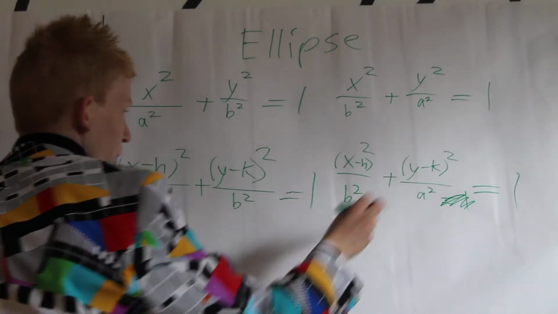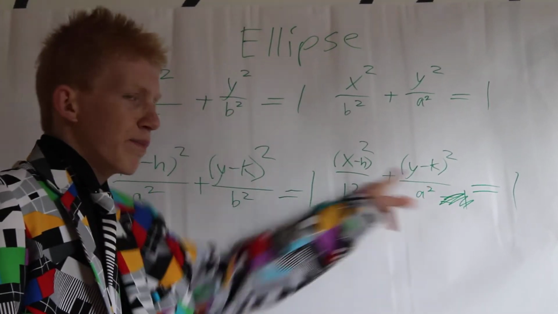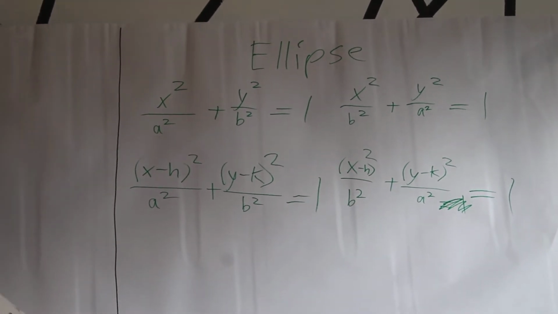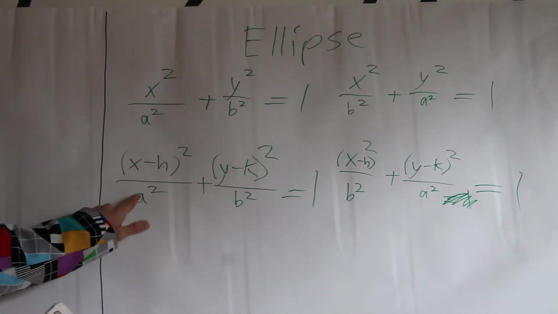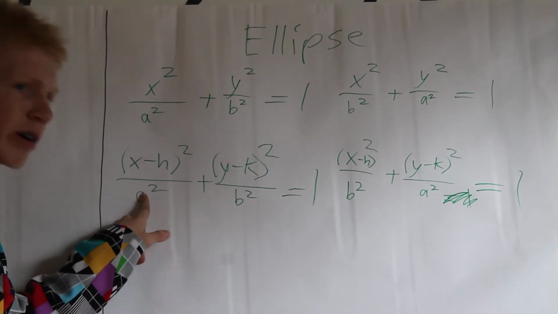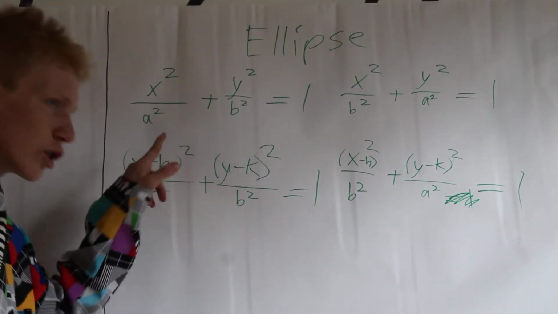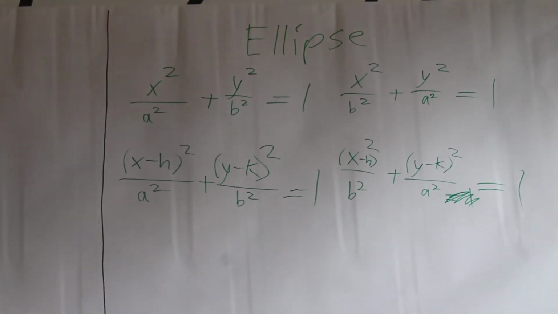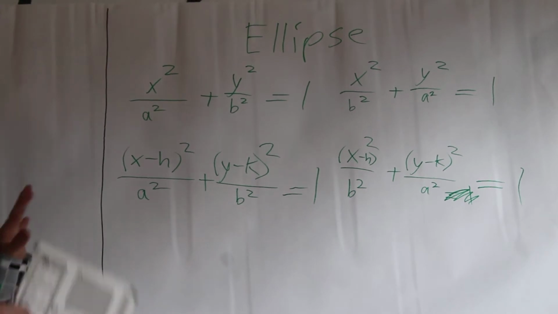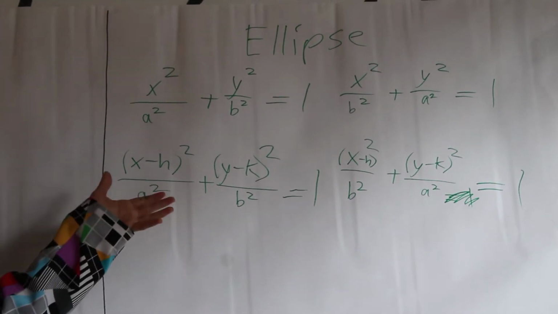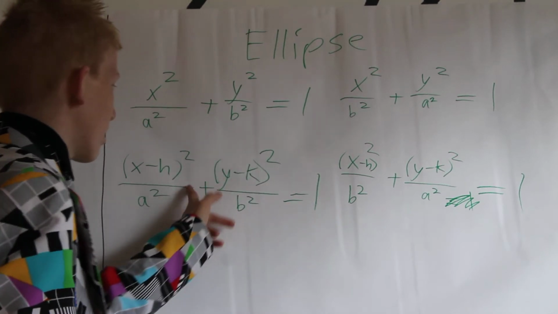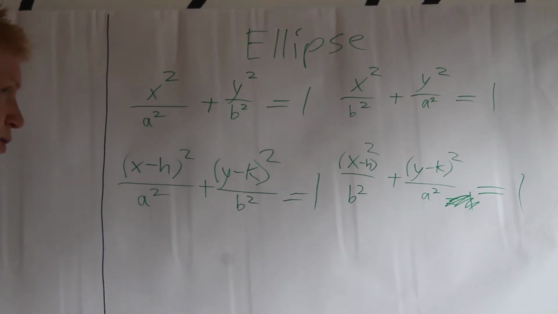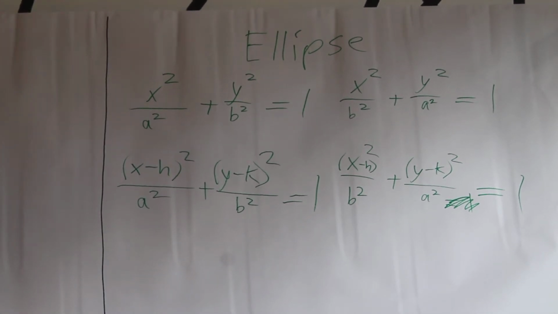This form and this form: the only difference between these two forms is where b and a are. And if you remember, a and b are not variables. All they are is denoting the higher number. So a is the higher number, and it's going to show you the vertex, and b is the lower number, and it's going to show you the co-vertex. So pretty much they're the same. The only difference is whether your ellipse is dominant on the y-axis or on the x-axis. So that's how that works. And then h and k is going to be the center of the ellipse.